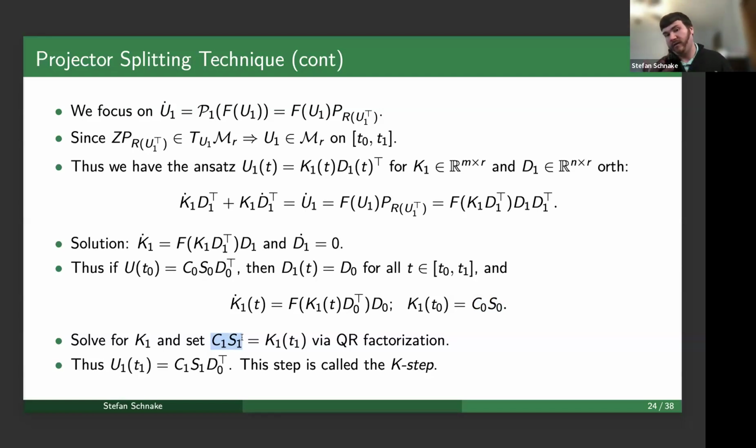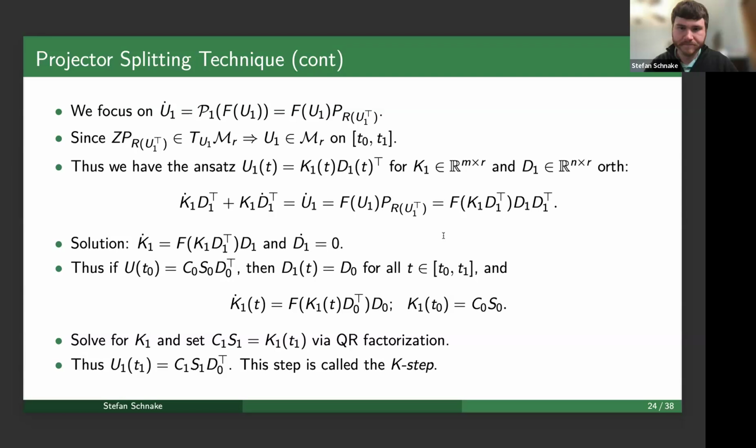It doesn't matter necessarily. There are obviously multiple C1s and S1s that guarantee this from a QR. You can choose any of them. It doesn't matter. This is independent of the choice you make. And then we set U1 to be C1 times S1 times D0, since we didn't change D. So this step is often called the K step, right?